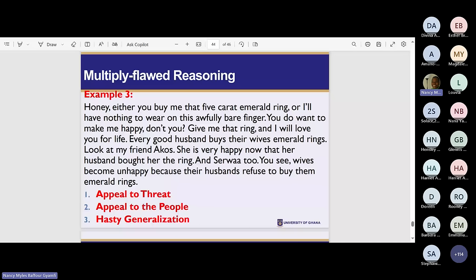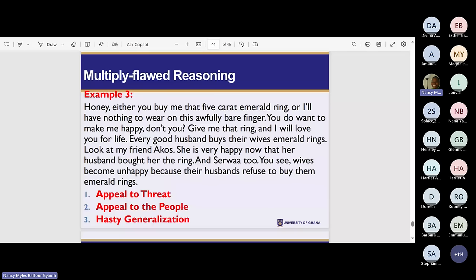What about appeal to the people? Please, you see appeal to the people there. Good job. The woman is like Eve in the Garden of Eden. This woman, she's like Eve. Every good husband. Did we say she should go and do that definition first?